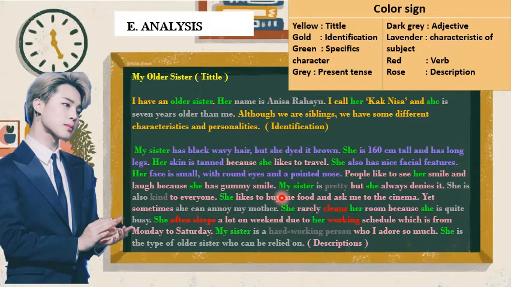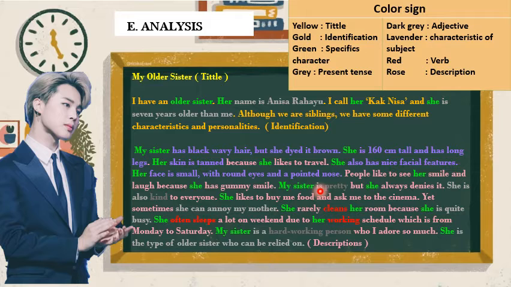We move to gray color. It's the sign of the present tense. Here the sentence, "My sister is pretty," is the kind of the present tense. I'm using green color for "is" and dark gray for "pretty" to show the adjective. But "is" is the sign of the present tense.